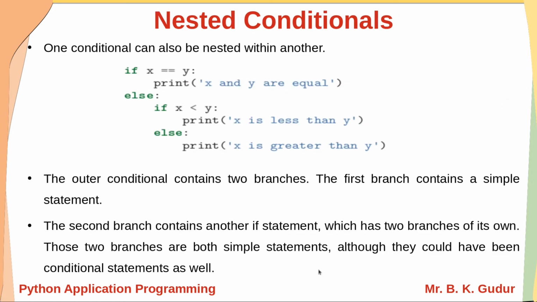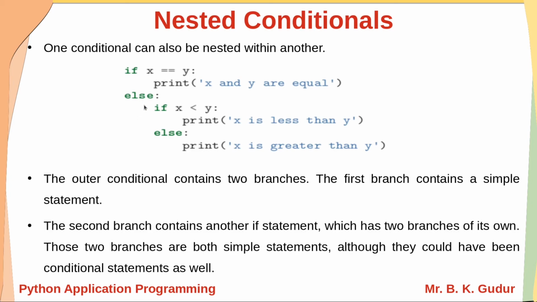So with this, we will proceed further to the last form of conditionals, that is nested conditionals. Nested conditionals is where we can have a condition within a condition. Means one conditional can also be nested within another. If you see this, if x is equal to y, colon, print x and y are equal. Else, if and else are the simple form of alternative conditionals.